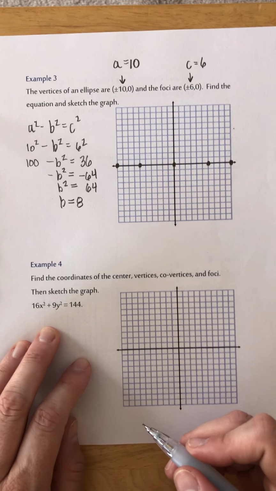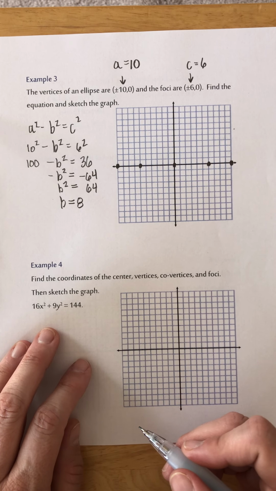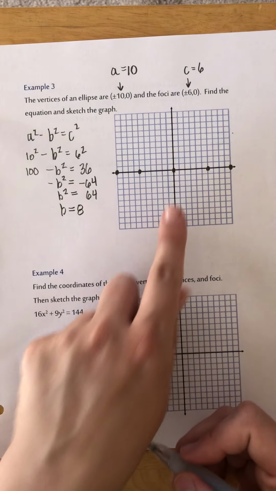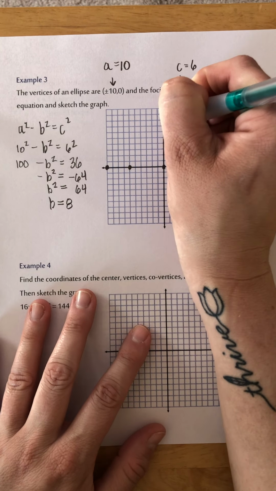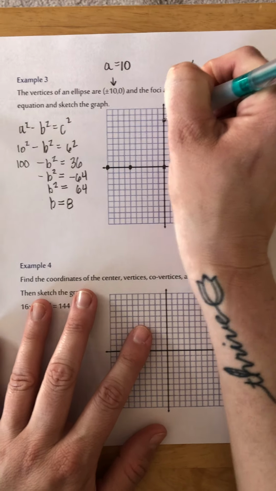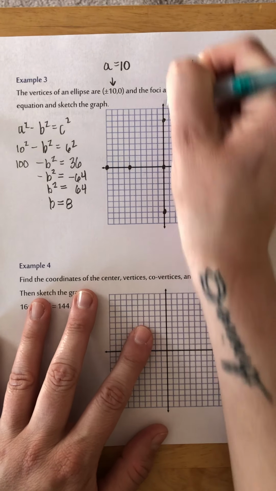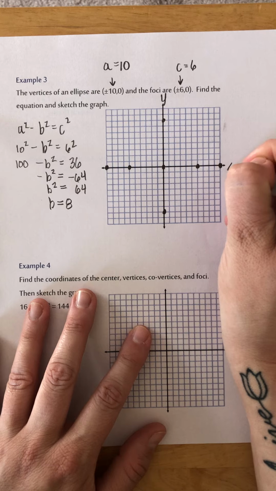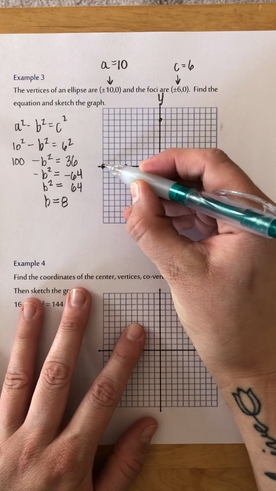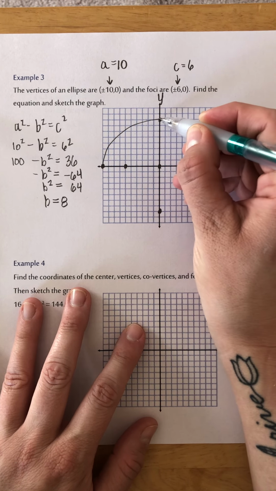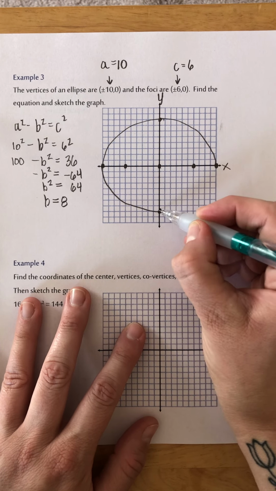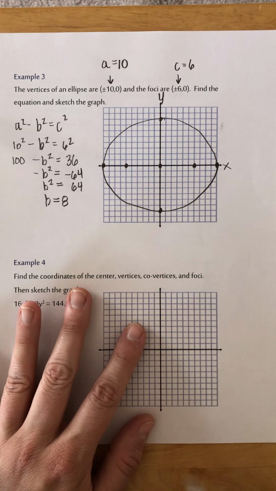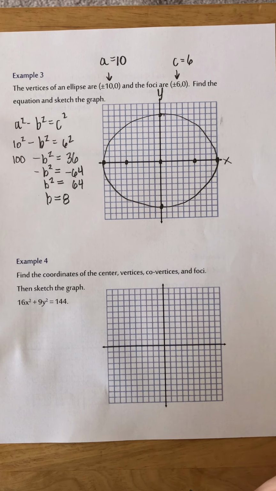How is that useful? Well, remember, b represents the distance between the center and the co-vertices. Now the vertices have already gone left and right, so the co-vertices are going to go up and down. So I'm going to go up 8 and down 8. Here I can finish the graph with my horizontal ellipse. It's wider than it is tall, but it also asks us to find the equation.